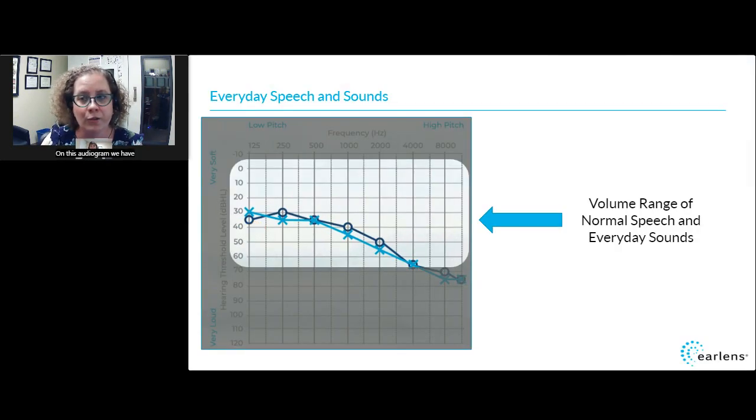On this audiogram, we have highlighted the volume range of everyday speech and sounds. So imagine someone whispering. That would be about 30 decibel hearing level across the entire audiogram. Whereas someone talking loudly and comfortably for you, that is about 65 dB across the frequency bandwidth here. These are the types of sounds that surround you in your everyday life every day.